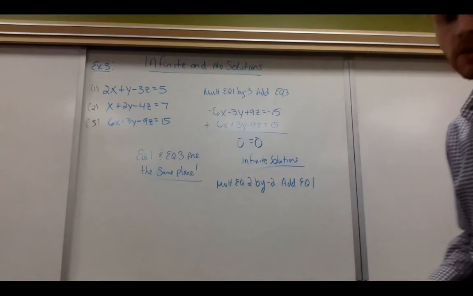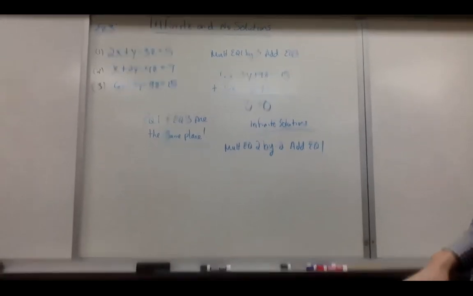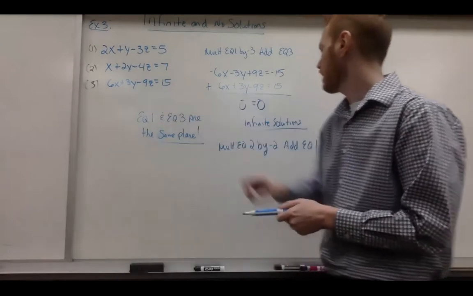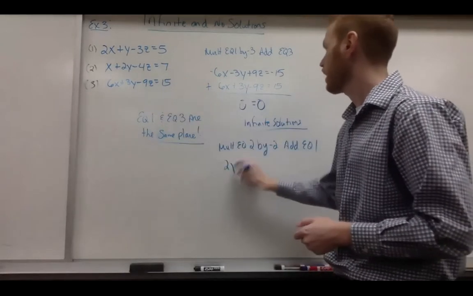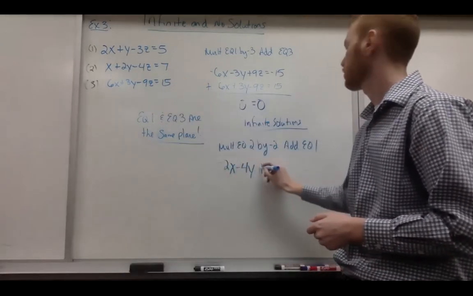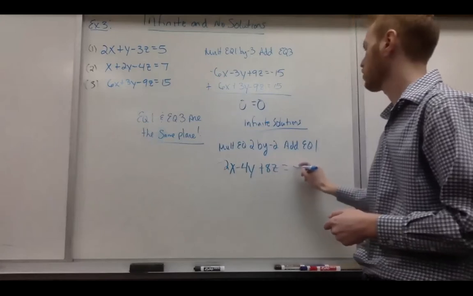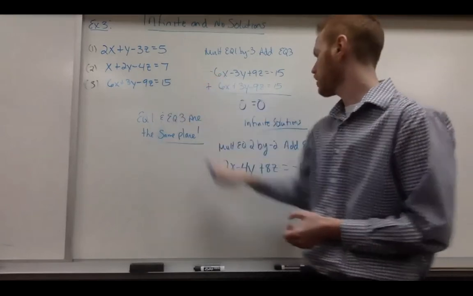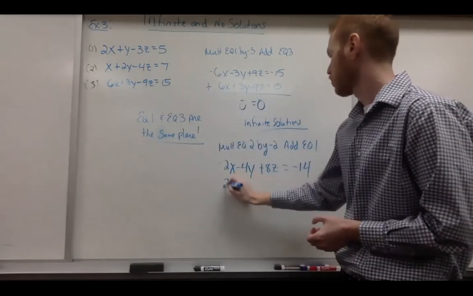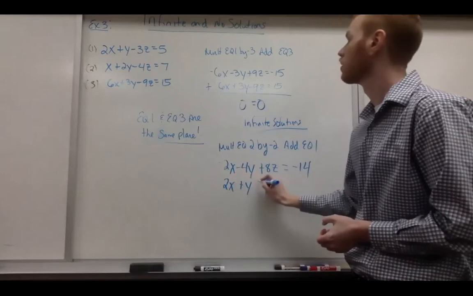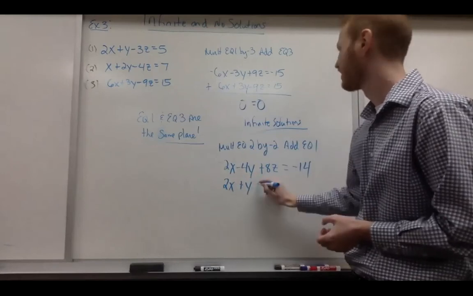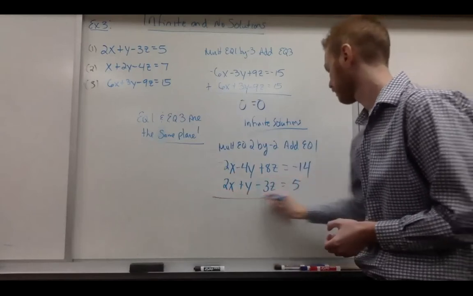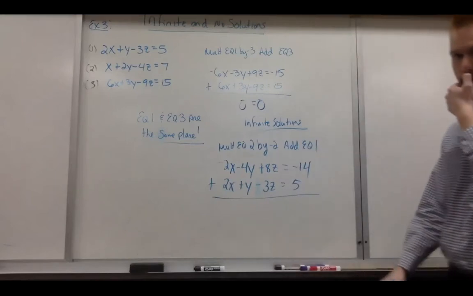Let me put the camera down a little bit so you can see everything. Let's multiply this by -2. So that's -2x minus 4y plus 8z equals -14. Then I'm going to put equation 1 right underneath it, and we're going to add them. Oops, no. Minus 3z equals 5.